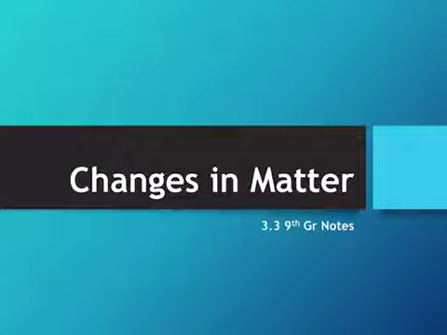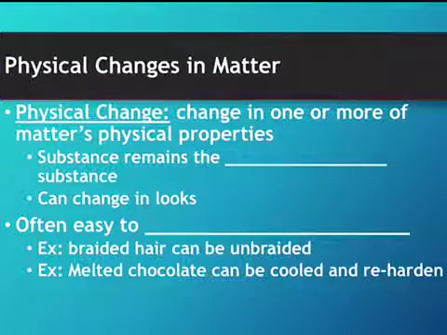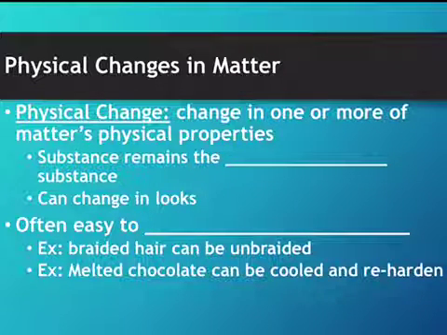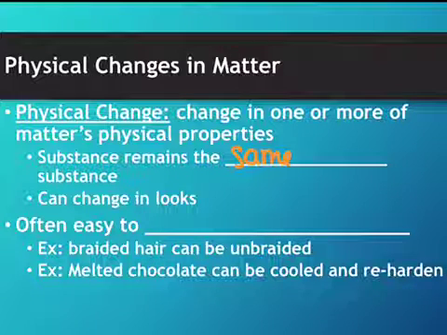So to finish out chapter 3, we are going to take a look at how matter can change. There are two ways that matter can change. They can have physical changes, or they can have chemical changes. Our first thing we're going to look at is the physical changes. These are changes in one or more of the matter's physical properties. In a physical change, the substance remains the same substance. It can change looks, but it does not change identities.